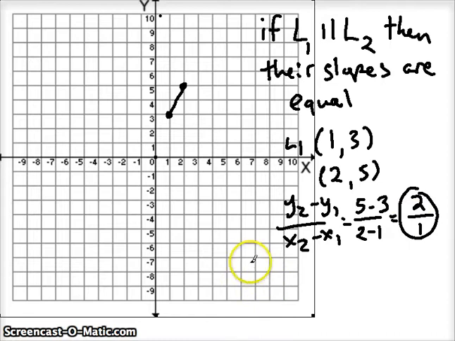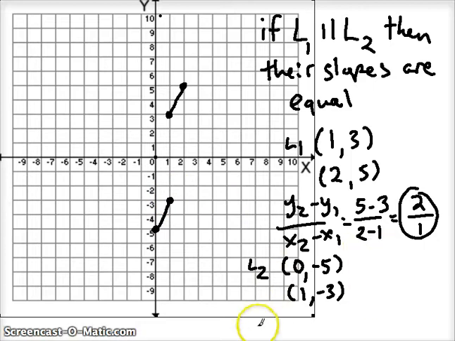Let's say we have our second line here, and we know that there are points on that line located at these coordinates. Let's plot them. 0, negative 5 would be about there. 1, negative 3 would be about there. Let's connect those points. Well, it looks like they have the same slope, up 2 over 1. But let's make absolutely sure here.